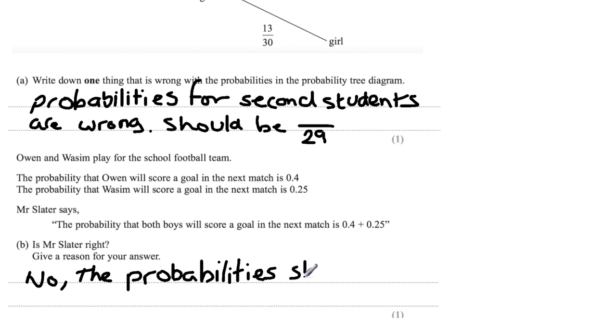It should be the probability that Owen will score times the probability that Wasim will score. So that's your final answer.